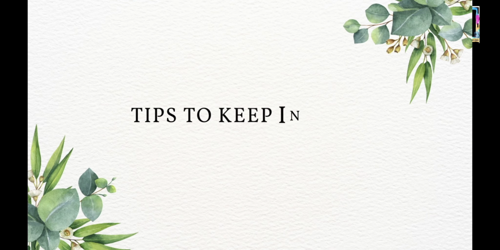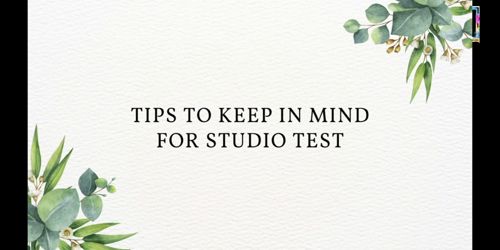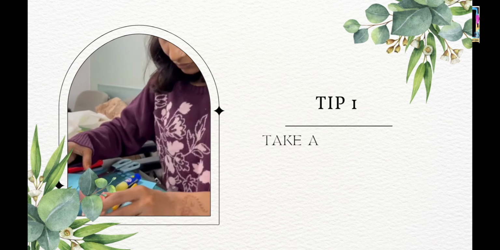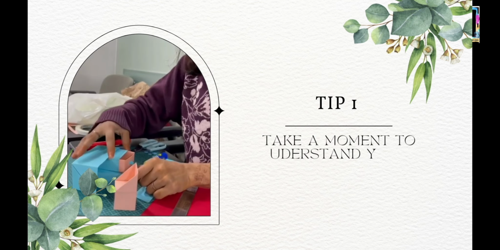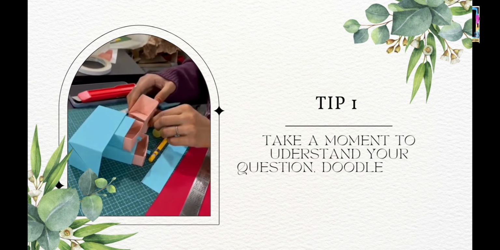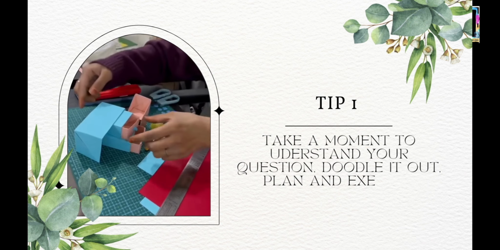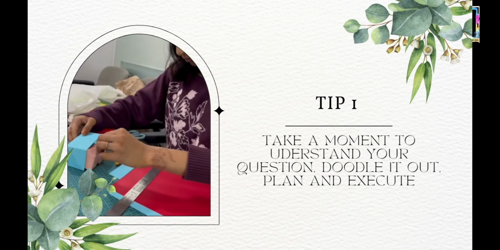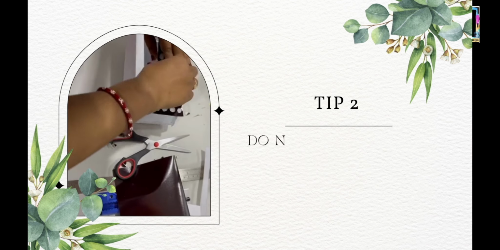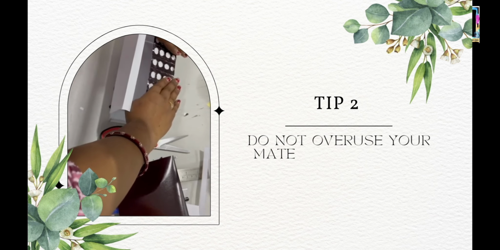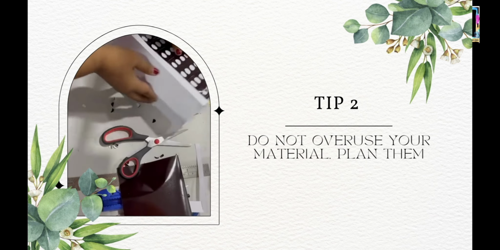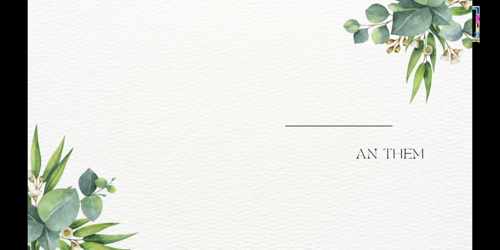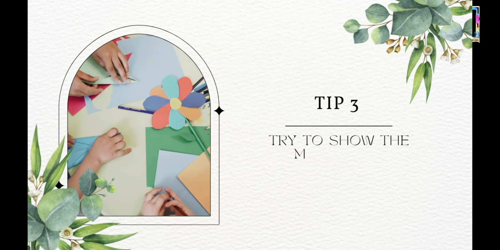Now let's have a look on 5 to 7 tips if you are preparing for your studio test, and that is: number 1, take a moment to understand the question. Whenever question is given, take out time, at least 5 to 7 minutes, doodle it out, the possibilities of that very question, and then plan your execution. Step number 2, never overuse your material. Plan your materials according to the questions. Step number 3, try to show the mechanism of your model or make it in the working form.